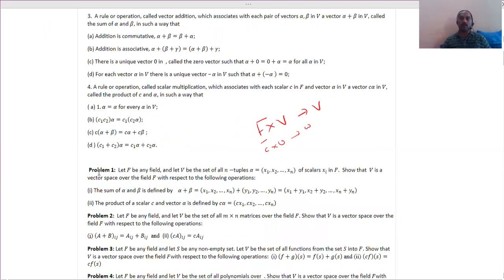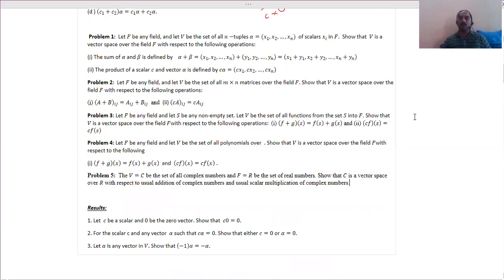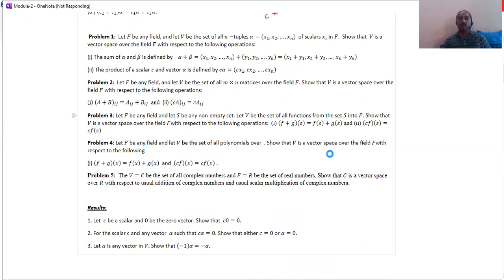Now the other three problems are: let F be the field and S be a non-empty set. V is the set of all functions from S into F, that is, functions whose domain is S and codomain is the field. Here operations are already defined, using these two operations show that V is a vector space. Similarly, in the fourth problem also, V is a vector space over F with respect to the following operations. Here V is considered a set of polynomials. In the third problem, functions; in the fourth problem, we consider polynomials.